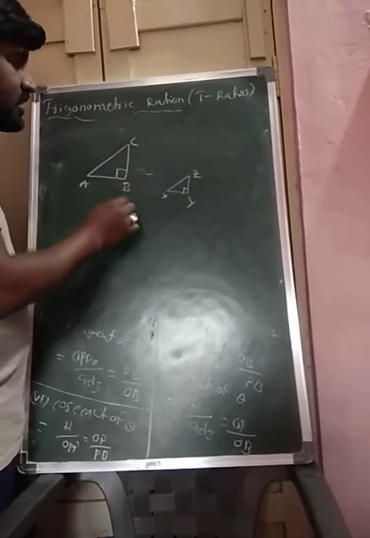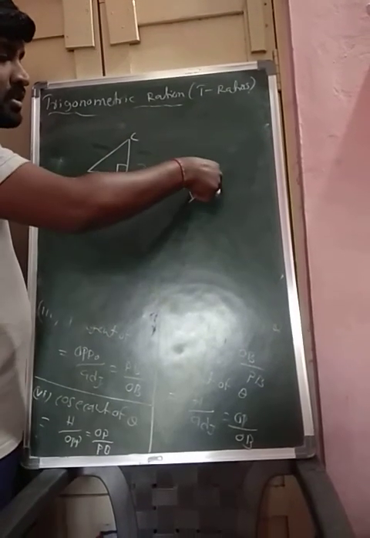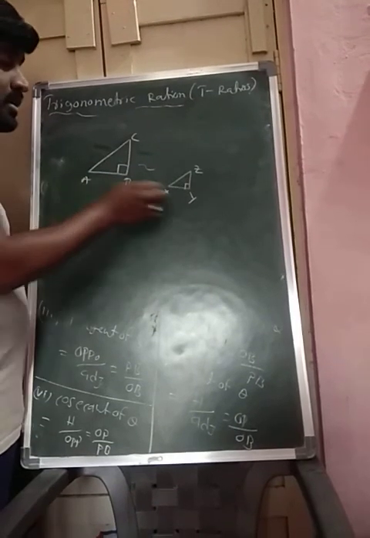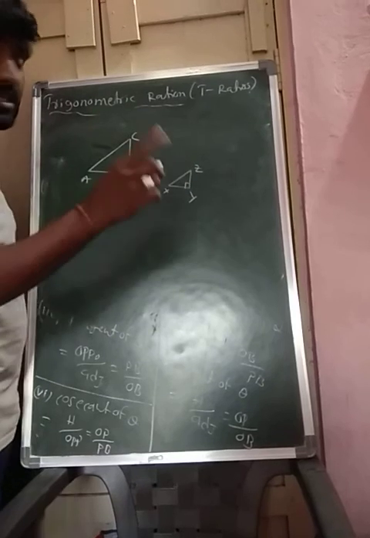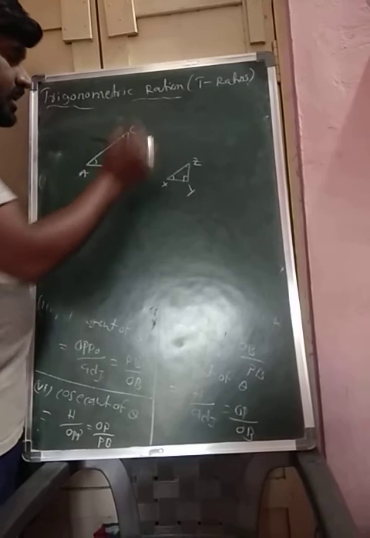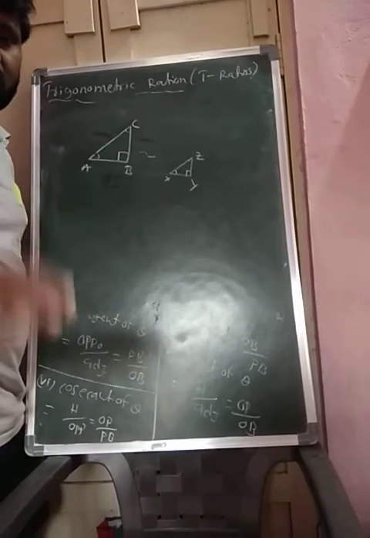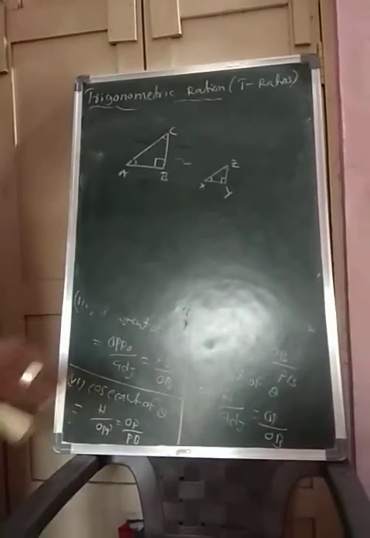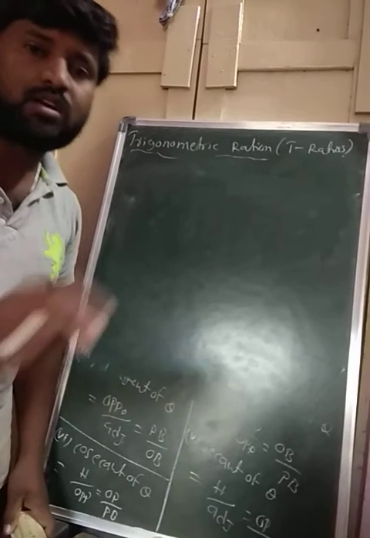In these two triangles, the sizes can be different. The length of BC is greater than the length of YZ. The length of AB is greater than the length of XY. The length of AC is greater than the length of XZ. But angle C equals angle Z, angle A equals angle X, angle B equals angle Y. There is no difference in the angles. It's a fact. So that's why trigonometric ratios are the ratios of the sides of a right triangle. They depend only on the magnitude of the angle, not on the size.